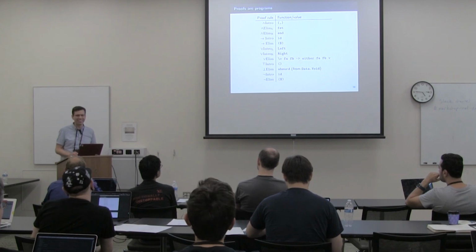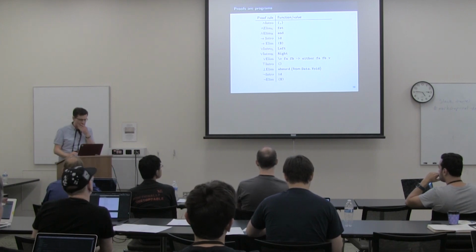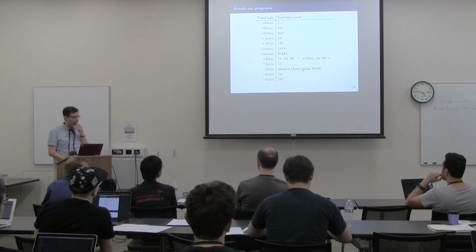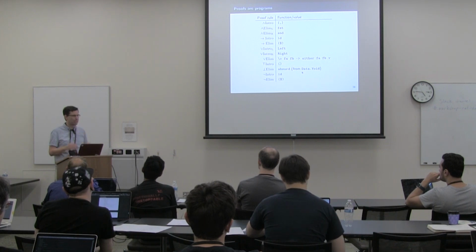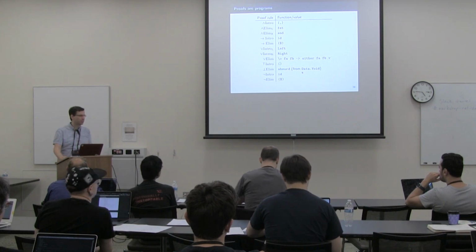So that's absurd, right? What's the arity? The arity? Yeah. It takes one argument of type void and it returns a value of type A. It's polymorphic.